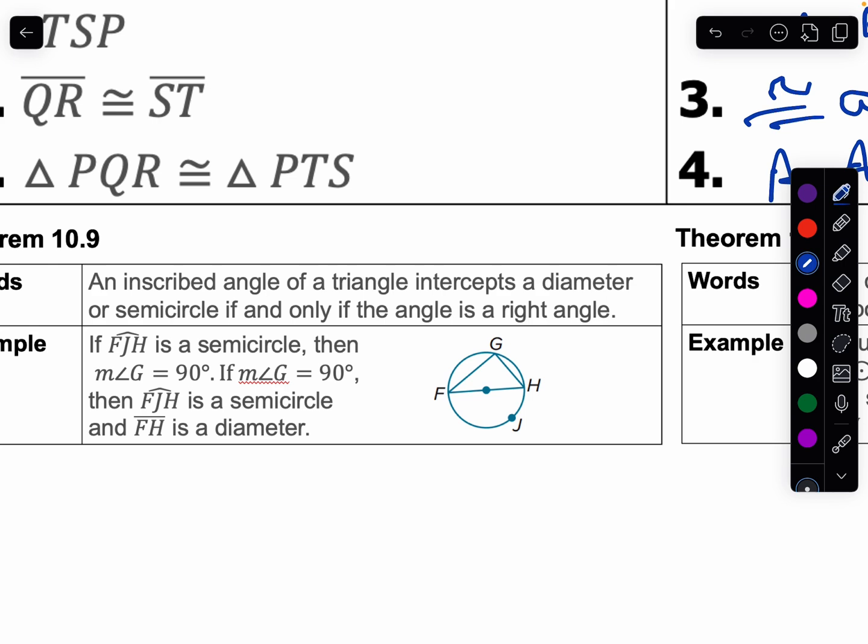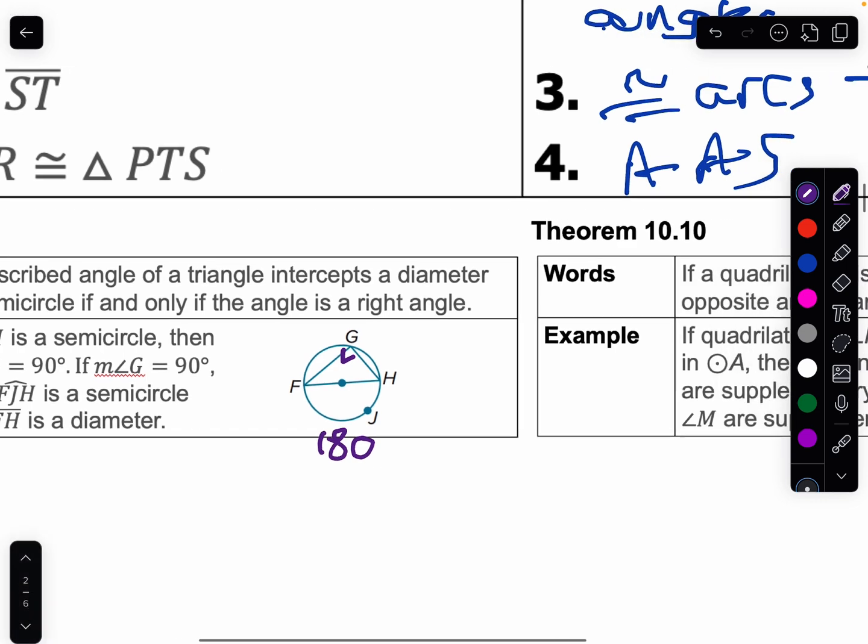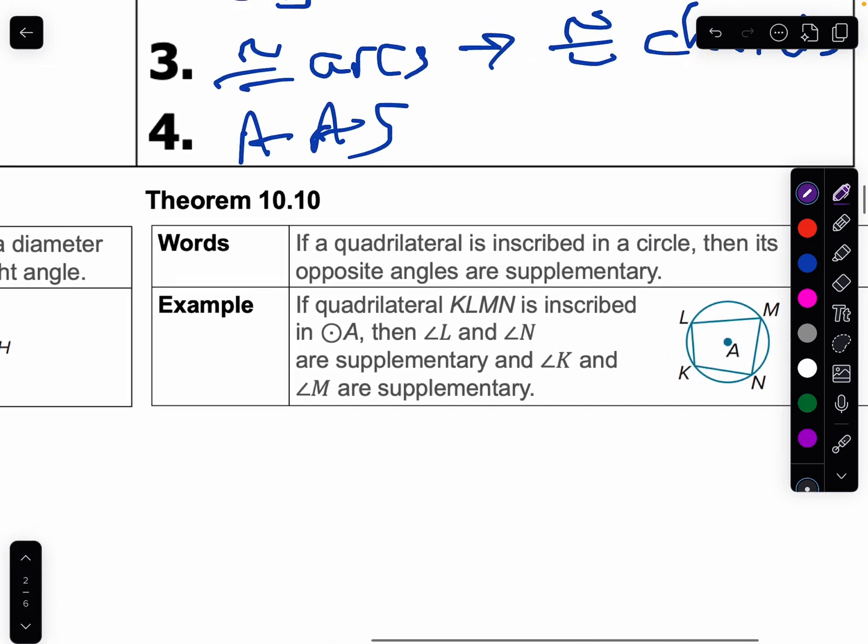Based on our relationship, if you have an angle that inscribes a diameter, I know the diameter is 180 degrees, so that means I've got a right angle. Don't have to really know that theorem. We're just going to use our half of the arc. But it's kind of a shortcut.